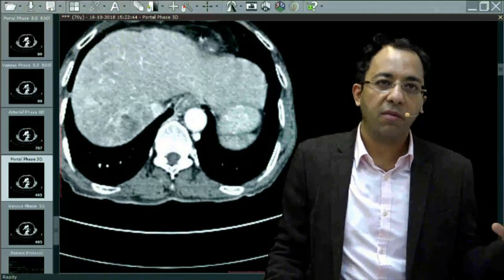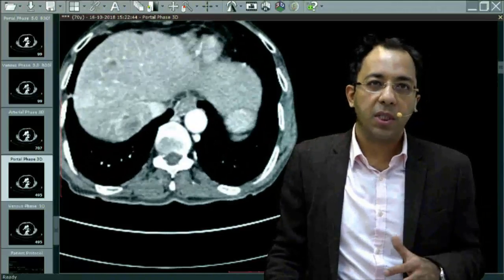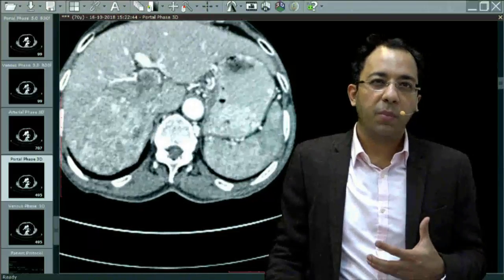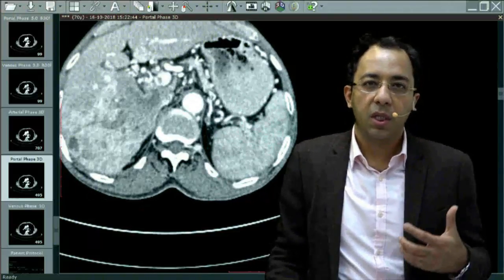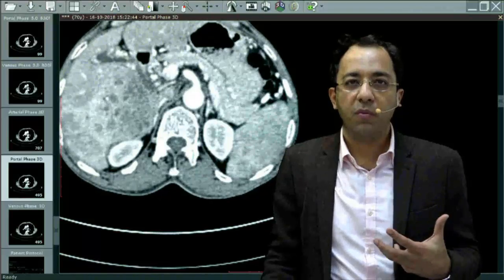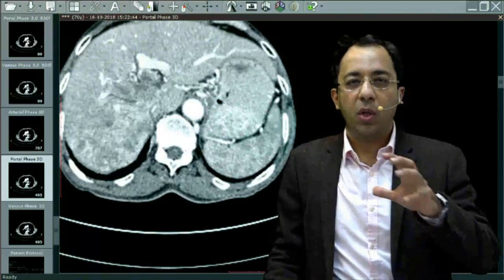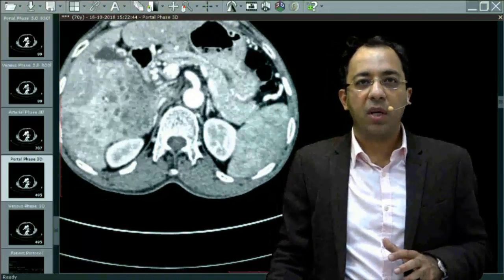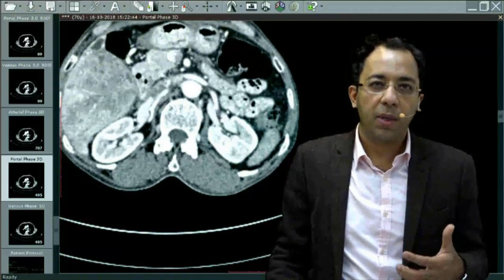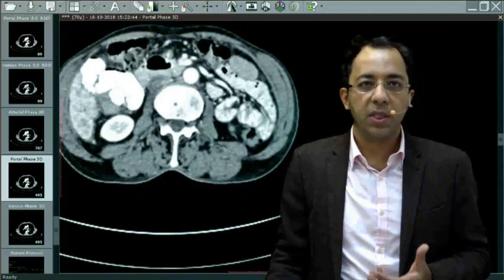enhancement in the arterial phase, multicentricity, diffuse involvement, neovascularization. You can see there is invasion of the portal vein with collateral formation. All this is pointing towards a diagnosis of primary malignant lesion of the liver called hepatocellular cancer.